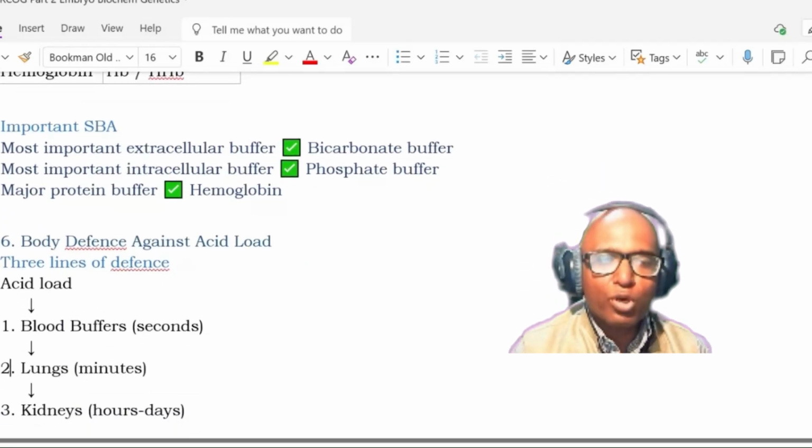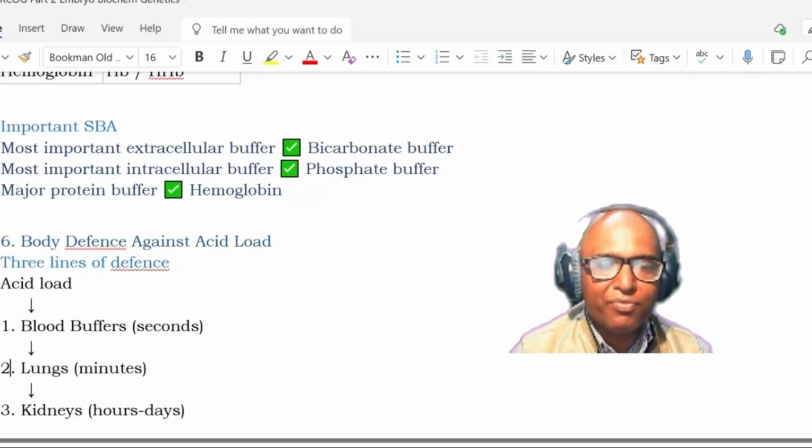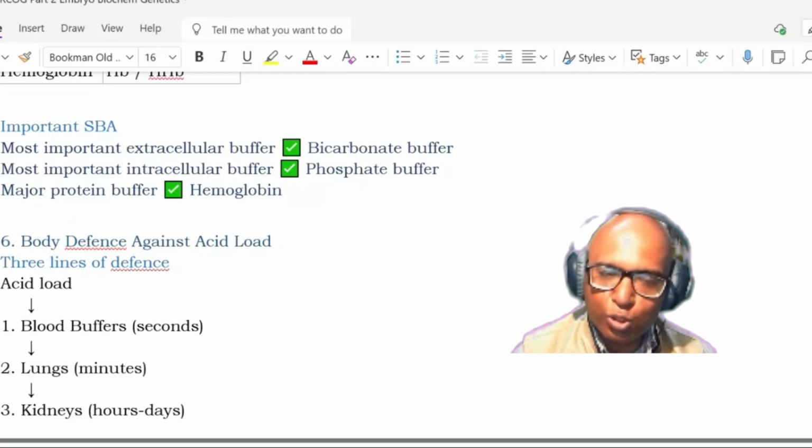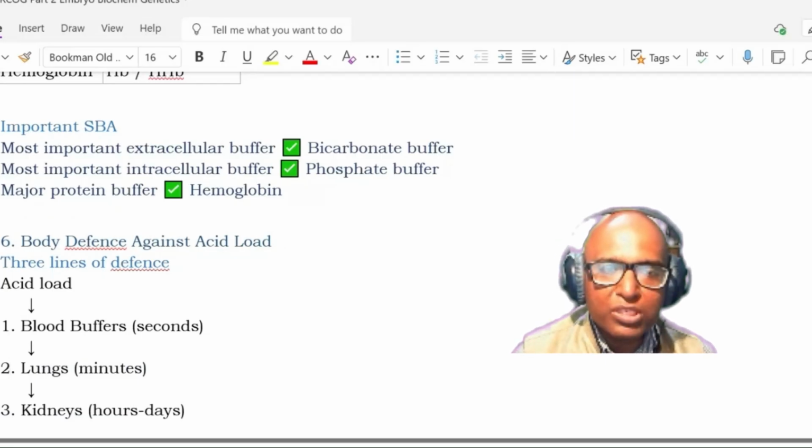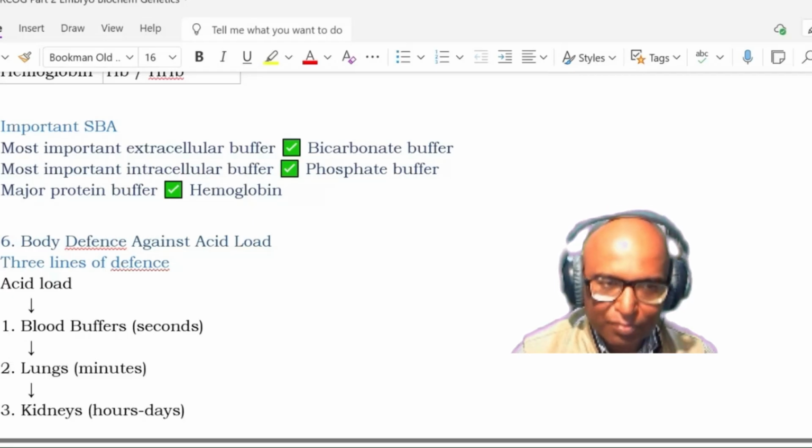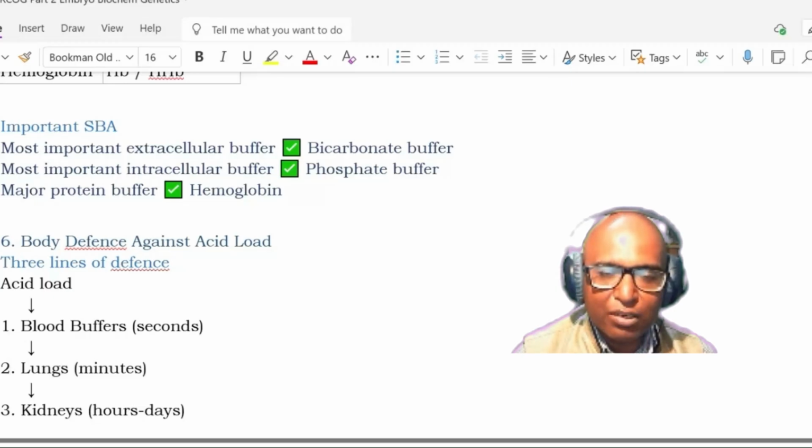The most important extracellular buffer is the bicarbonate buffer. This you should remember. Which is the most important intracellular buffer? It is the phosphate buffer. And the major protein buffer is hemoglobin. So extracellular is bicarbonate, intracellular is phosphate, and the major protein buffer is hemoglobin.